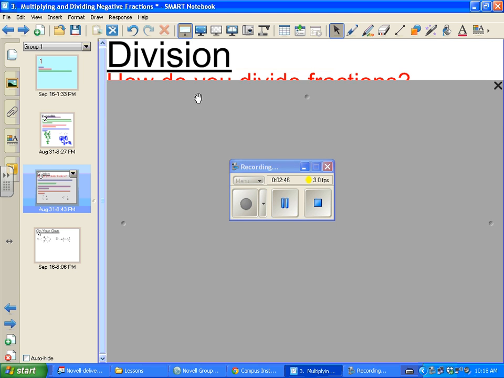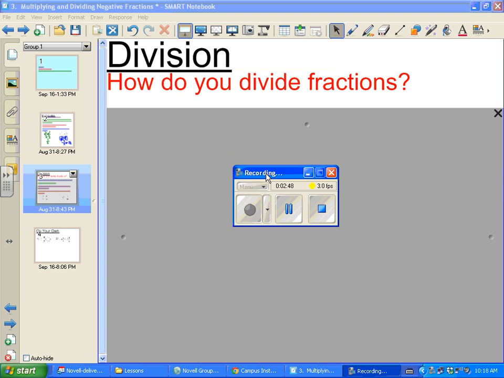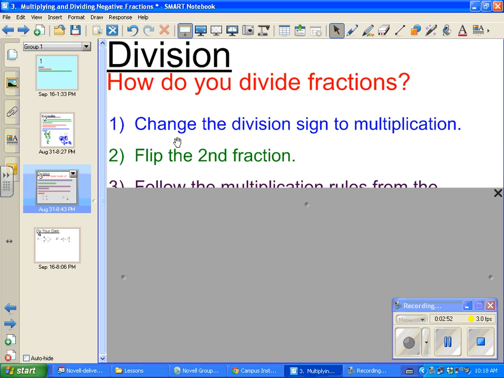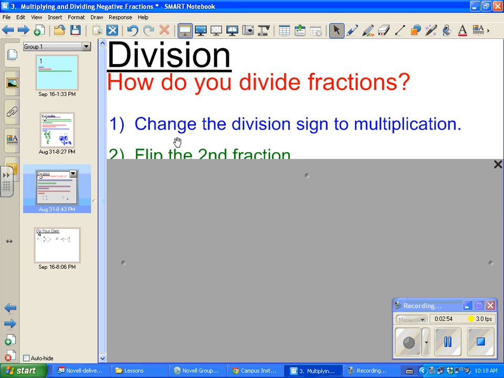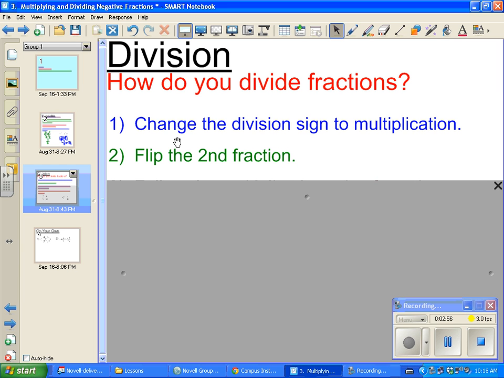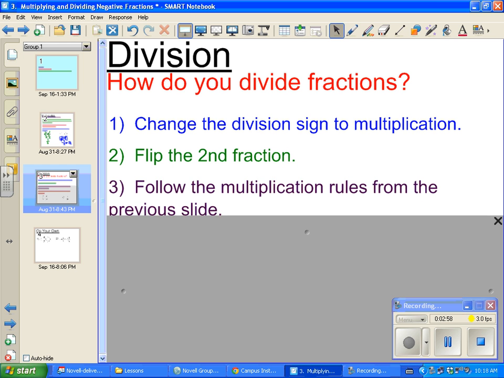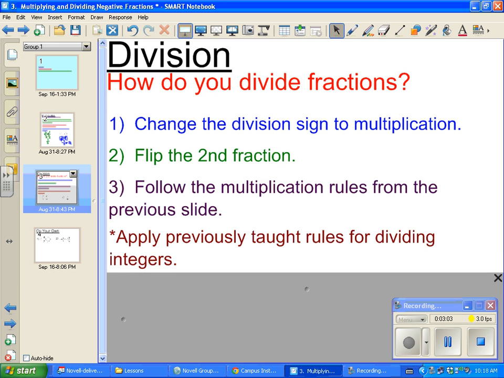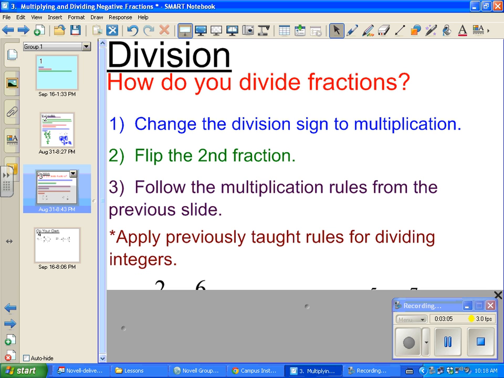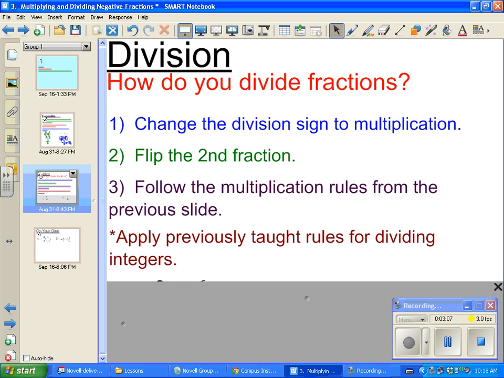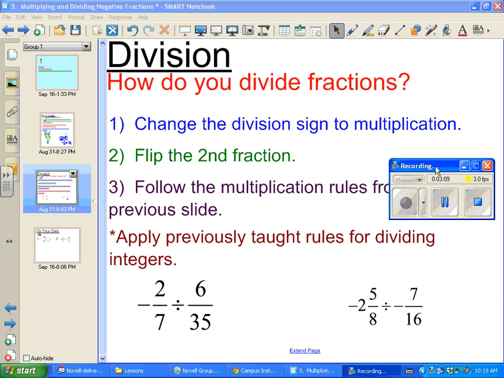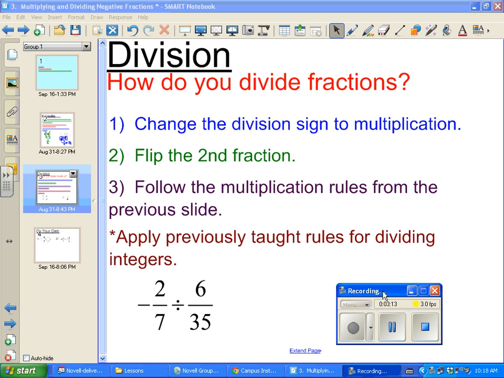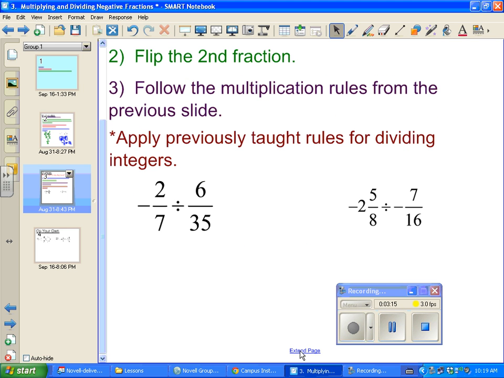Division. Quick reminder how we divide fractions. Remember, change division sign into multiplication, and we flip that second fraction. And then we just follow the multiplication rules for our previous slide, as well as applying our integer rules. Let's cover that up. So we have negative 2/7 divided by 6/35.